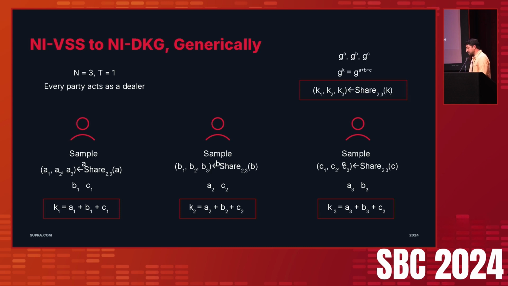It so happens that these shares actually directly correspond to the secret shares of the system secret key, which was the summation of a, b, and c. So you can see that all the computation has been done locally. There is no interaction between the parties. So a non-interactive DKG can be built directly from a non-interactive VSS by simple local computation.